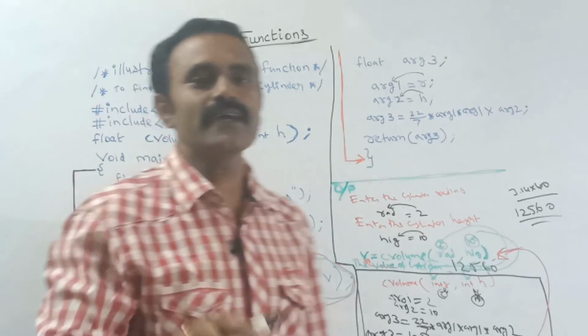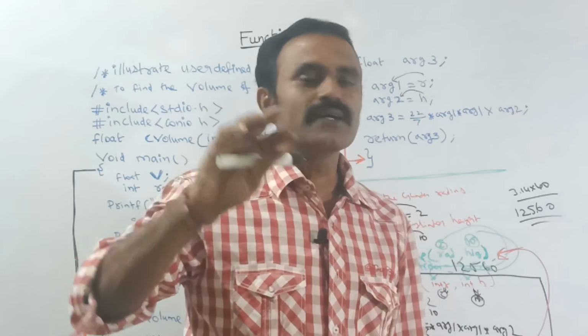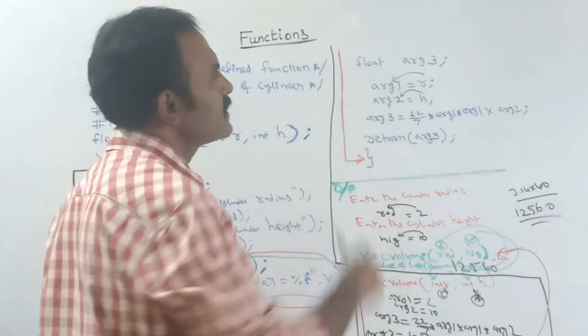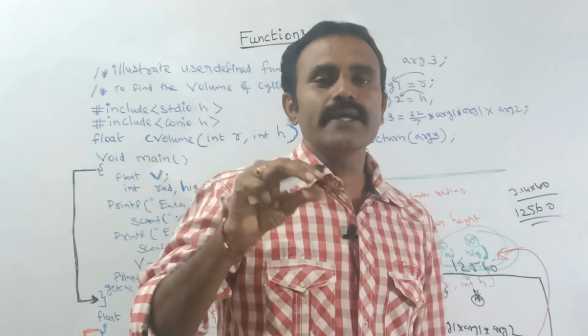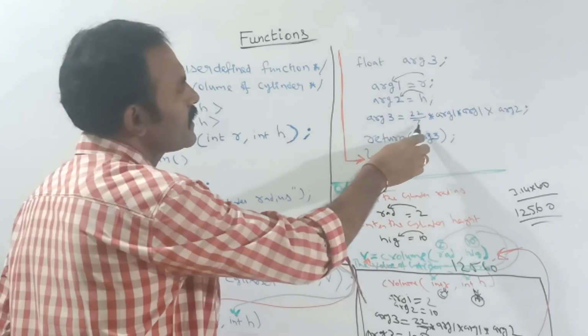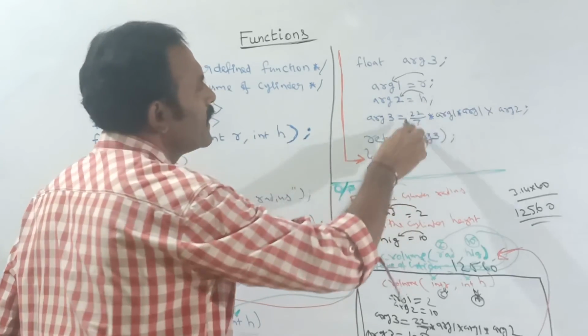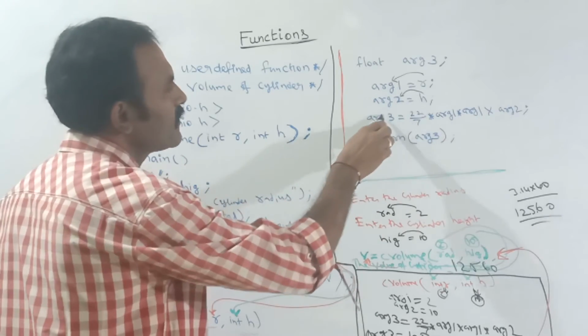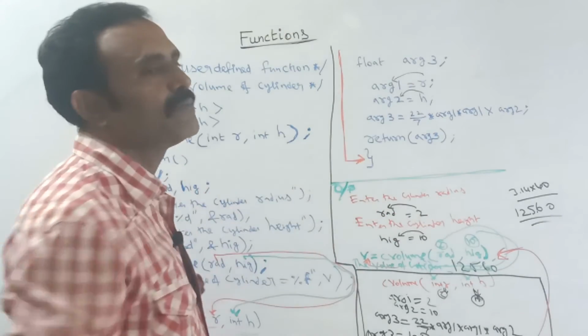This argument 3 is used to store the result value, otherwise we could declare it as result also. So argument 3 is equal to the formula; after calculating, it will store that value, and I am returning that argument 3.